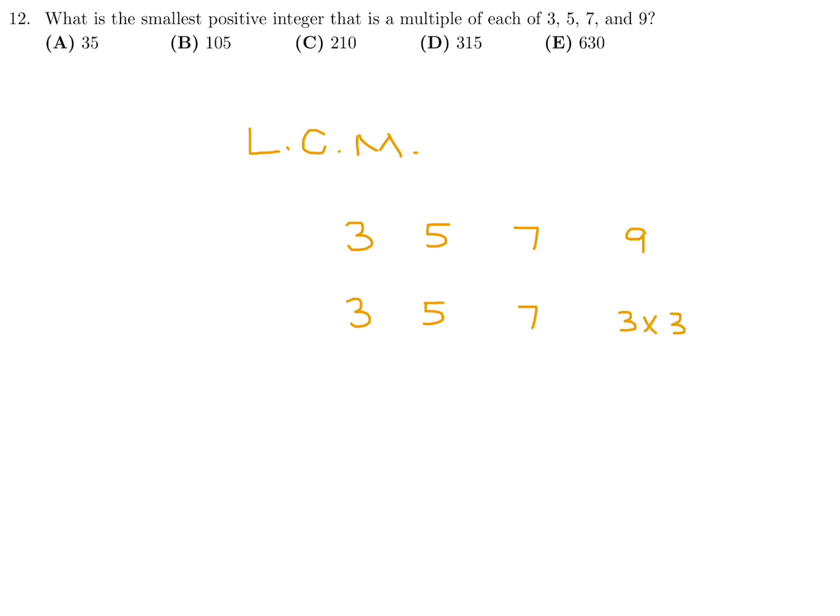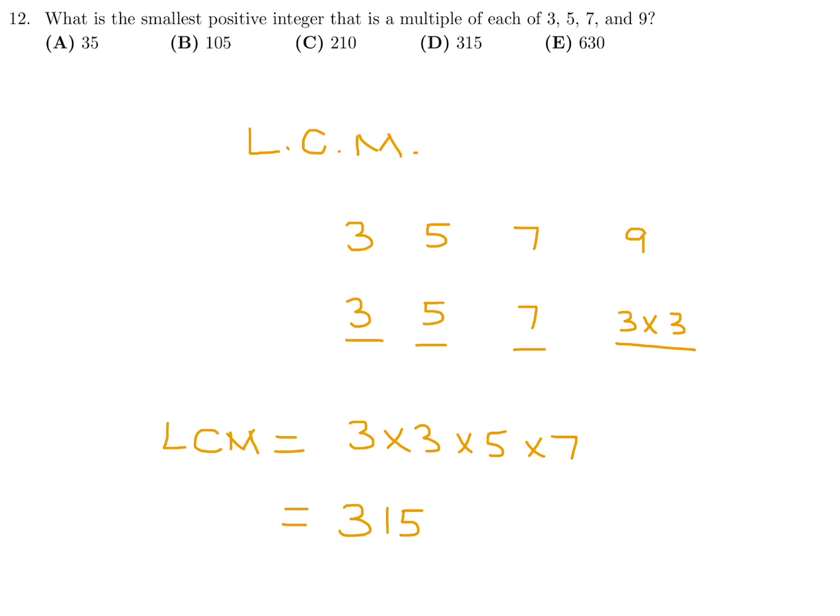And then what you do is for each of these numbers, you include the maximum number of times it appears. So 3, for example, the maximum it appears is twice. So you have to use it twice at least. So LCM is calculated as follows, right? 5 only appears once, 7 only appears once. So this is the LCM: 9 times 5 times 7, which is 315. So number 12, the answer is D.